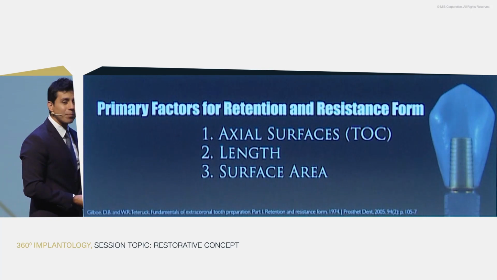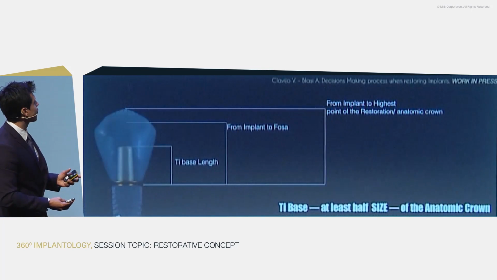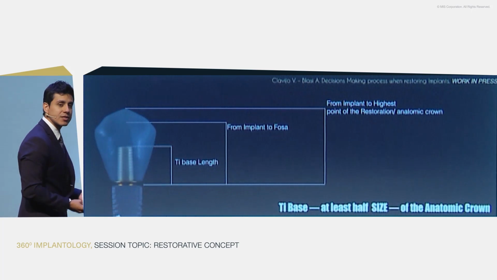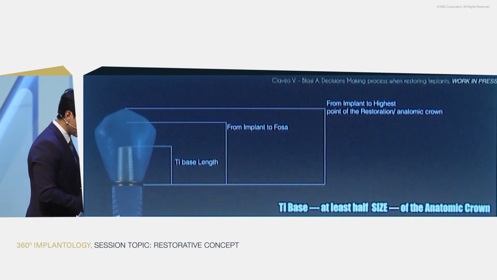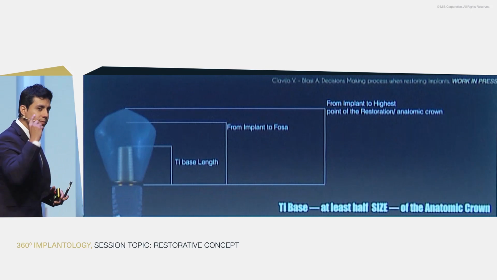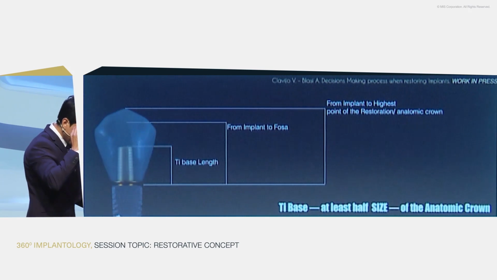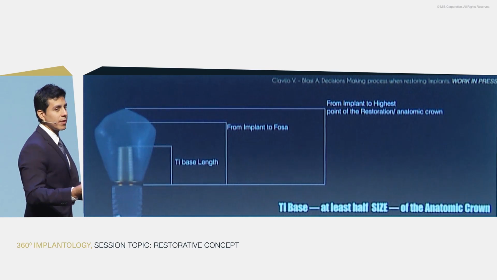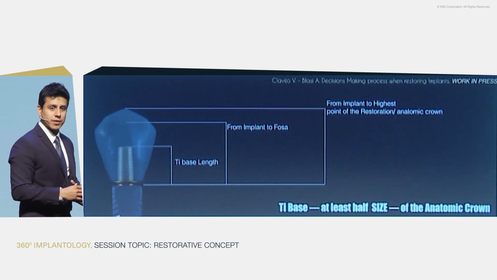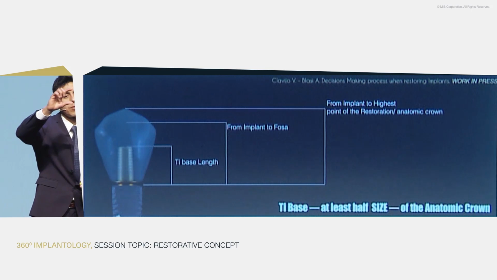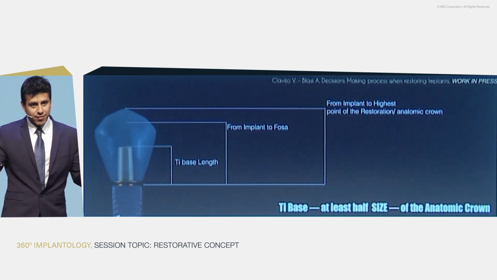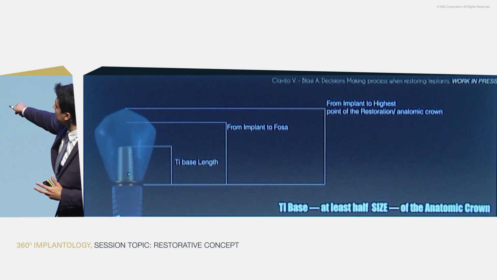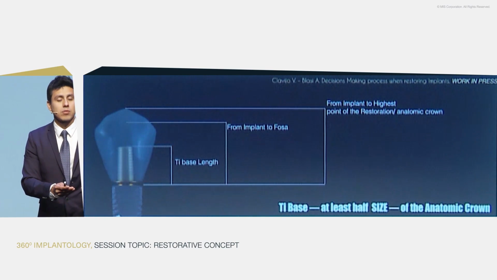But now, how about the length? We know that we have 4 and 6 millimeters of length. So when you are planning a restoration in the posterior area, try to think in this way. You will place the implant 3 or 4 millimeters from the gingiva, and you have your final anatomic crown. Try to do the math and understand how your total length of your final crown will be.